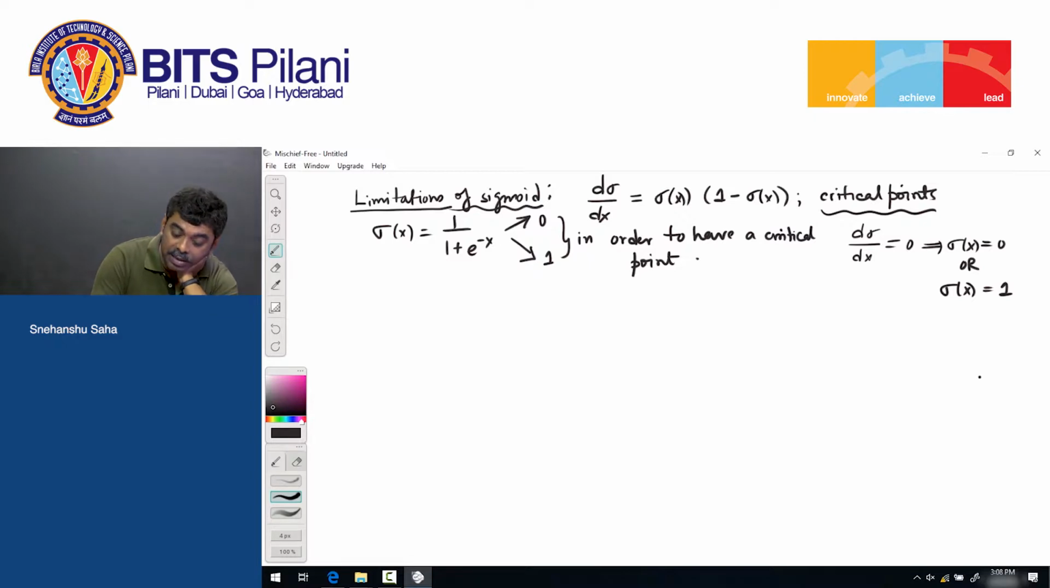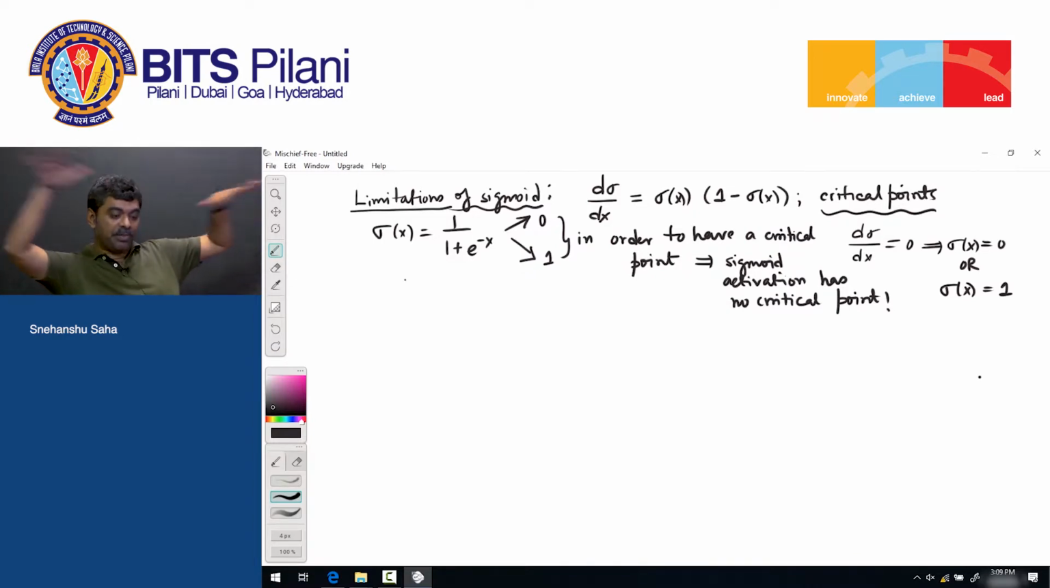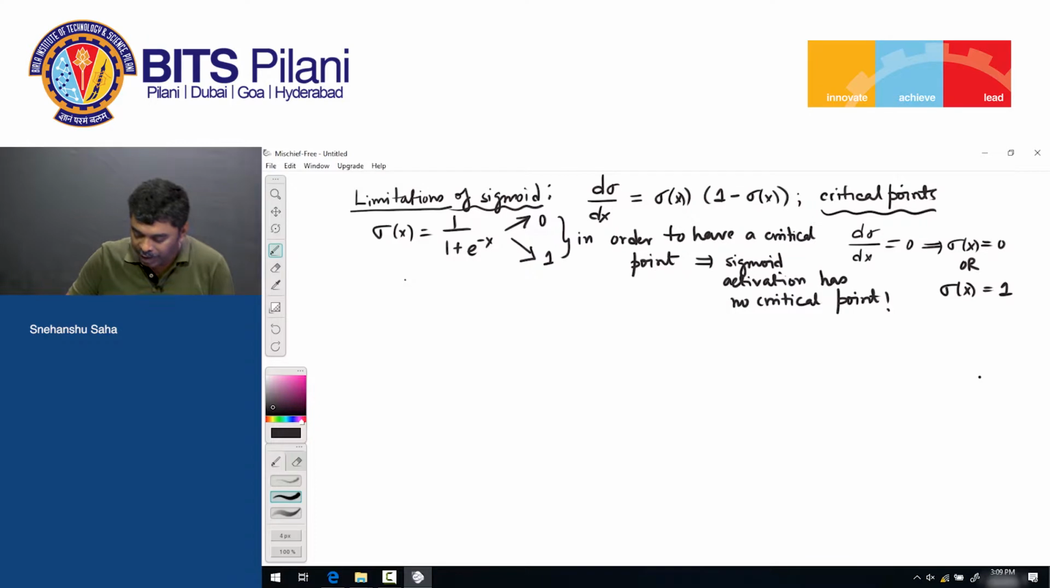So that means the sigmoid activation has no critical point. There is no local minima, forget global minima. There is no local minima as well, which is why it flattens out. If you recall the figure of the activation function, it flattens out at both tails.